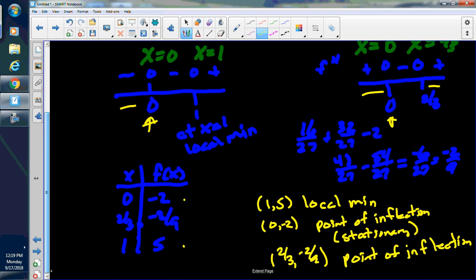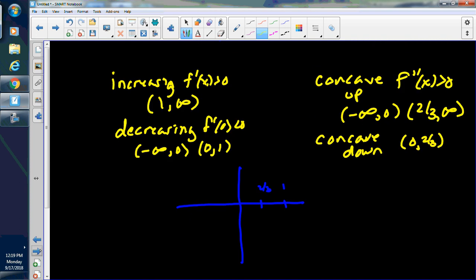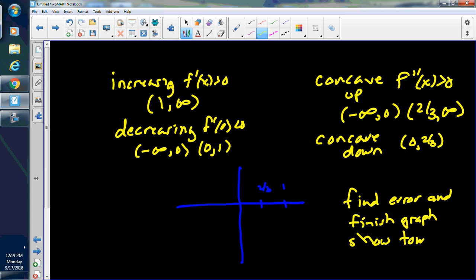Tell you what, find my error, finish the graph, show it to me tomorrow for extra credit. You must work individually.